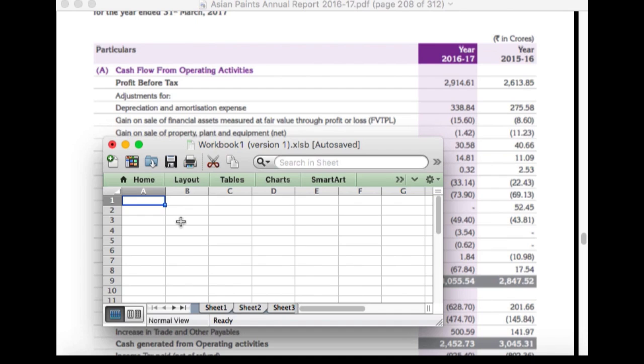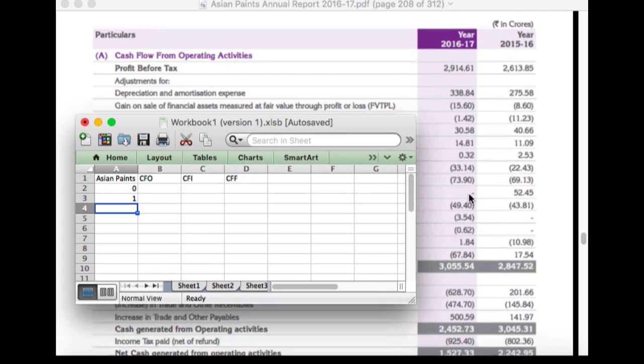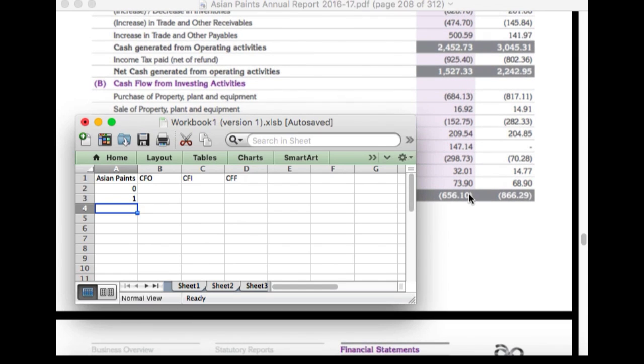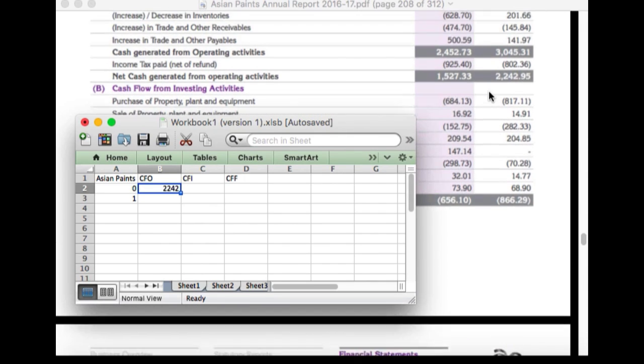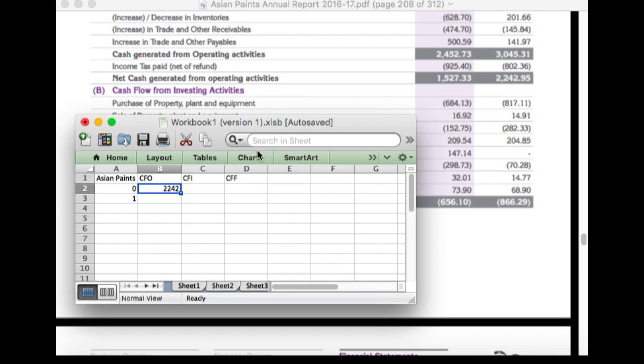So we're doing Asian Paints now, and we have CFO, CFI and CFF, and we will say year 0 and year 1. Year 0 is last year, so let's see what was their cash flow from operations. Their cash flow from operations was 2242. Okay, so I'm going to plot that number here, 2242. Then cash flow from operations this year is 1527.